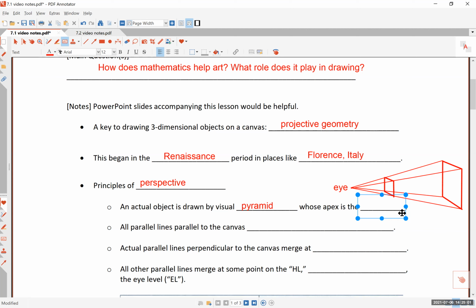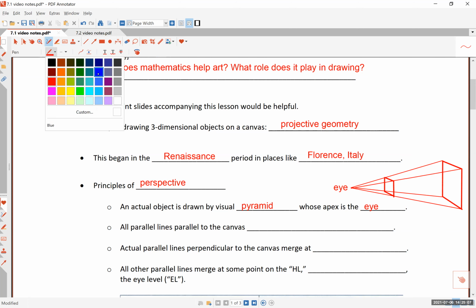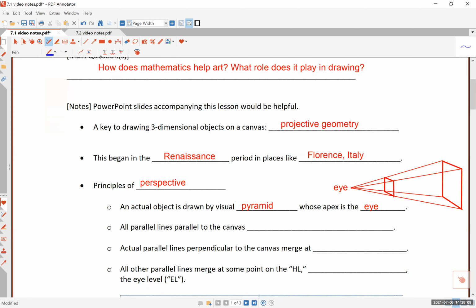Right. So whose apex is the eye. All right, so I am going to give you a disclaimer because I am not an artist nor the son of an artist. My wife is an artist, and she's a fine artist. She does watercolors and oil and drawing and things that I couldn't even imagine, lithographs and so on. So I am just going to try to illustrate this.